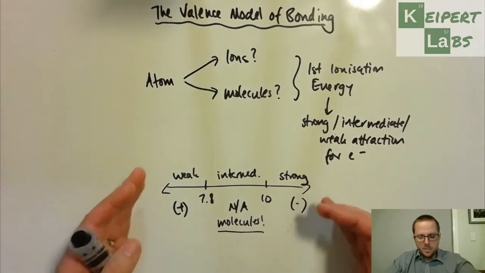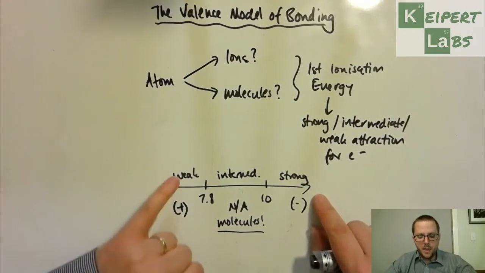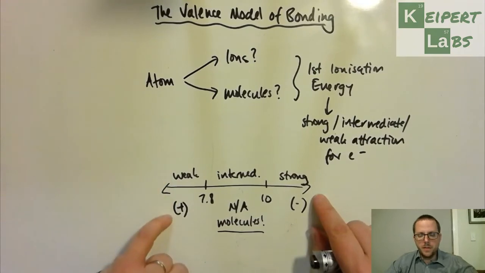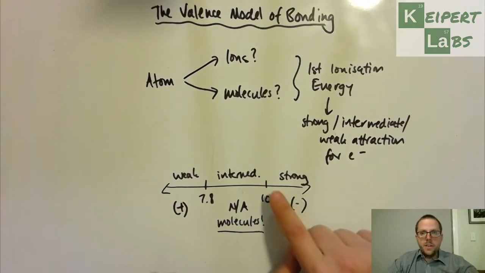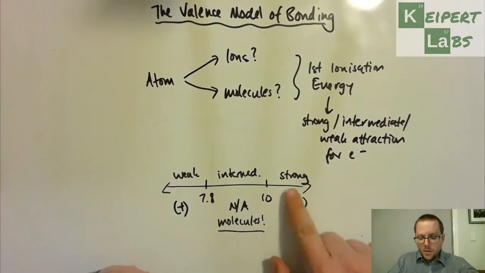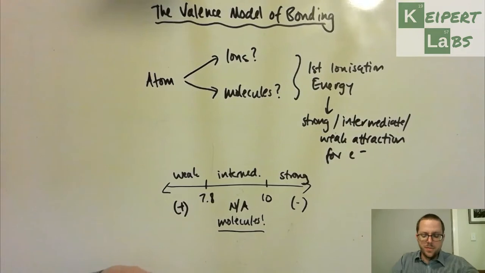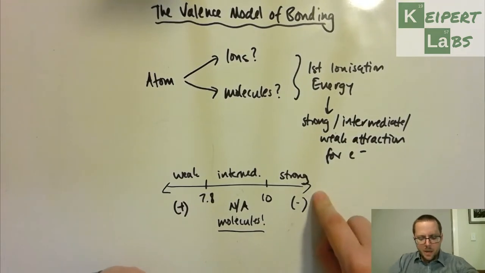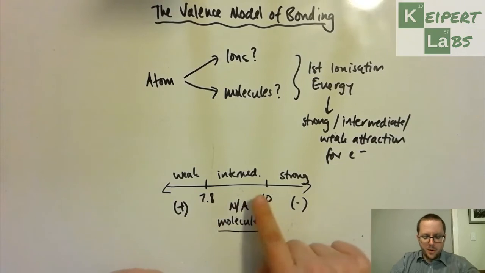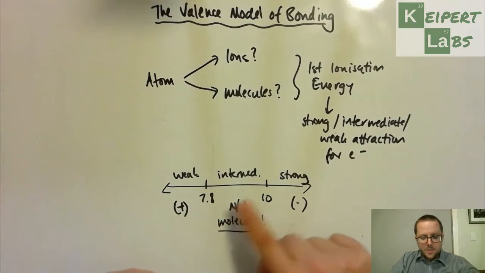We introduced this spectrum and said that if an atom had a first ionization energy less than 7.8, it had a weak attraction and tended to form positive ions. And in order to form those positive ions, it gave up all of its valence electrons. If it had a first ionization energy of greater than 10, it's strong and it tends to form negatively charged ions, and it will gain as many electrons as it needs to fill up its valence shell. But in between, we had this intermediate category between 7.8 and 10 where it didn't form ions at all; rather, it tends to form molecules.